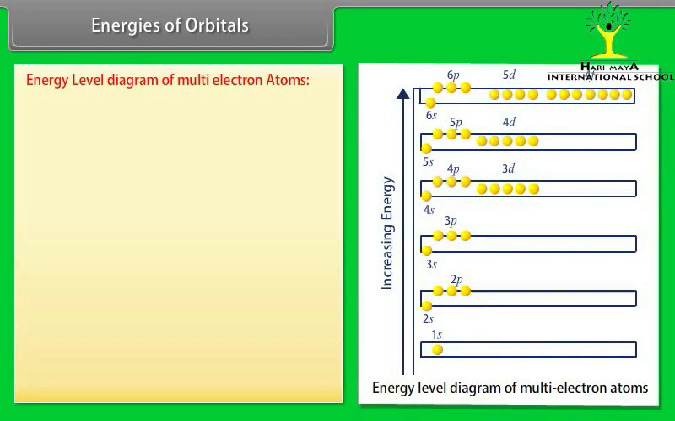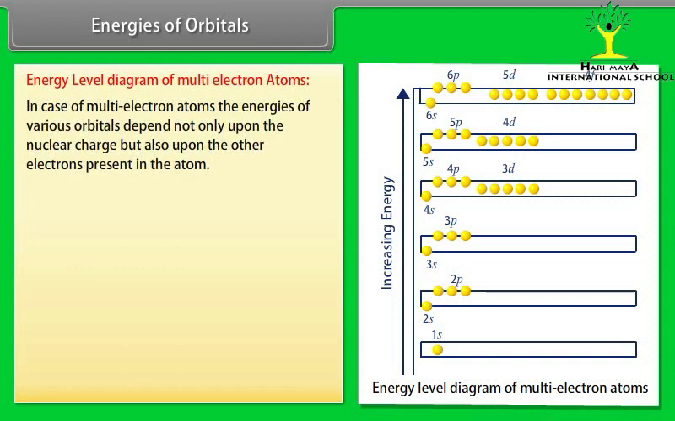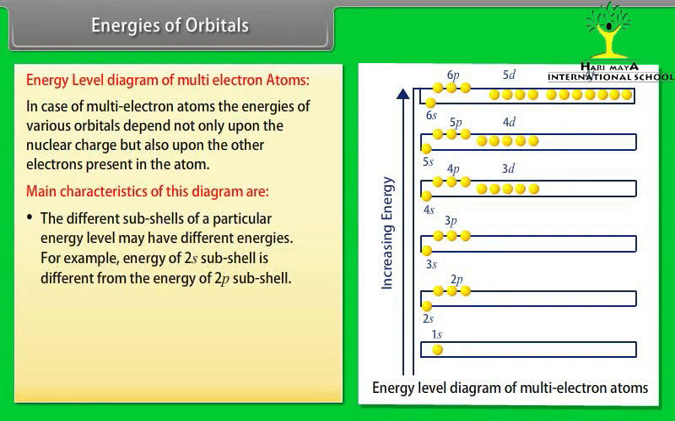Energy level diagram of multi-electron atoms. In case of multi-electron atoms, the energies of various orbitals depend not only upon the nuclear charge but also upon the other electrons present in the atom. Main characteristics of this diagram are: Number 1. The different subshells of a particular energy level may have different energies. For example, the energy of 2s subshell is different from the energy of 2p subshell.